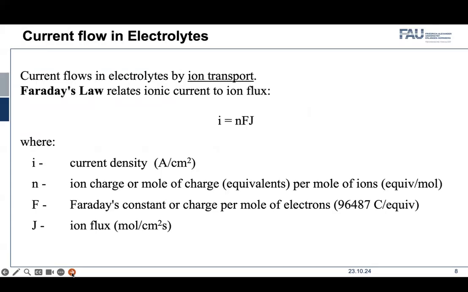So now we will try to understand how current flows in an electrolyte. We know how current flows inside metal, how the electron moves, which must be familiar from probably high school or later, but this is current flow in an electrolyte. In the electrolyte, the current flows by ionic transport. Again, Faraday's law governs this ionic current. The ionic current is related to the ionic flux, how many ions move. So this is the charge per mole of electrons.